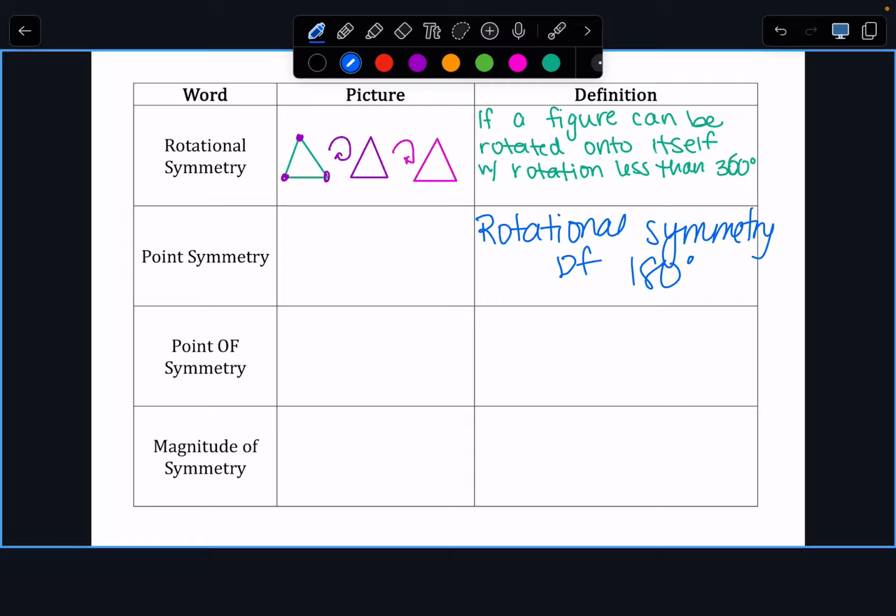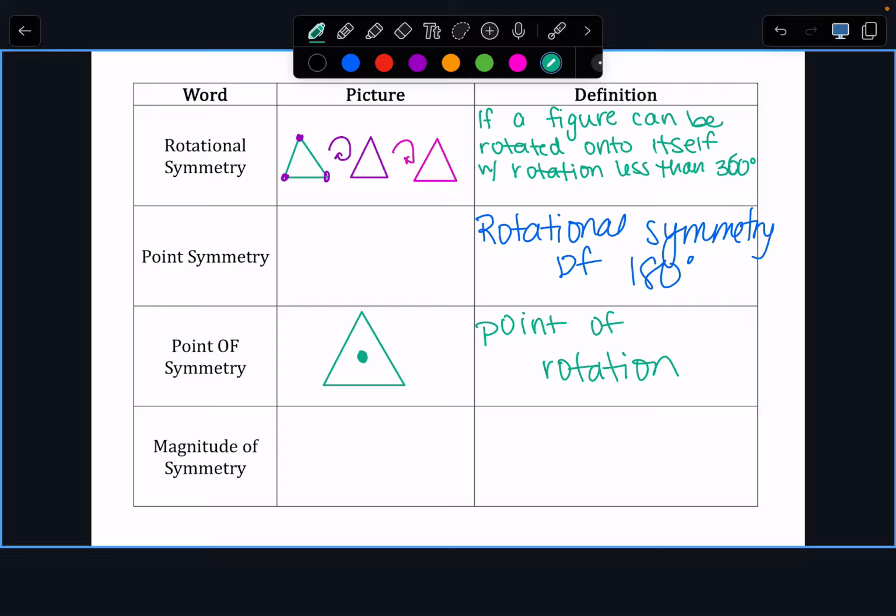Okay, point of symmetry is going to be the point of rotation. So if you think about our equilateral triangle from our discovery, our point of symmetry is right there in the middle where we just kept turning it. That's where we would hold our pencil and then turn the vertices. Okay.